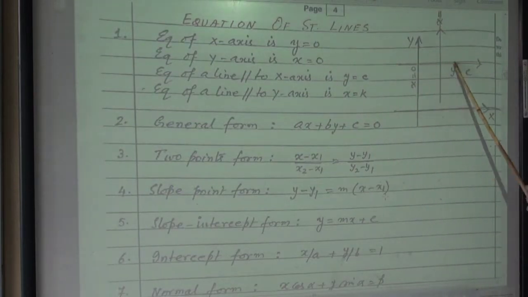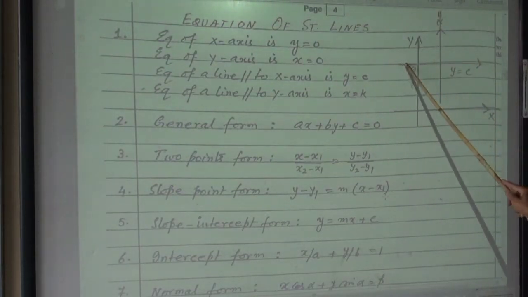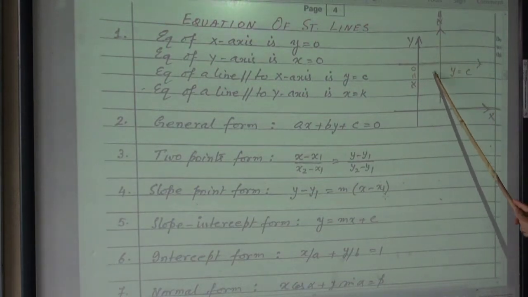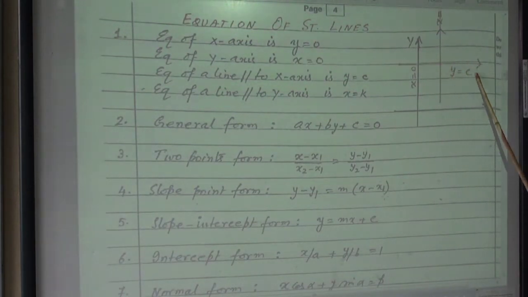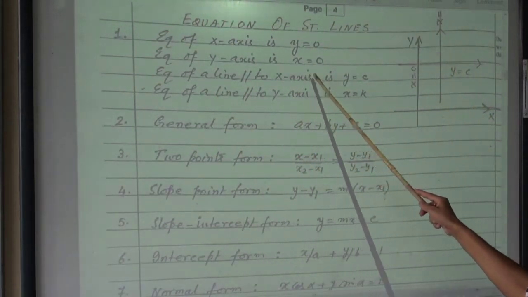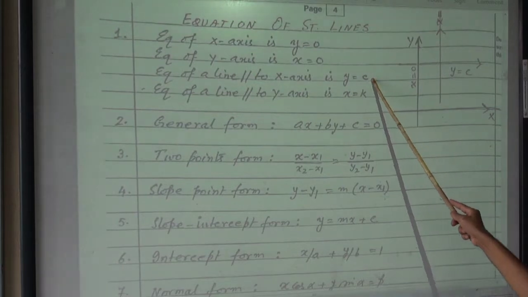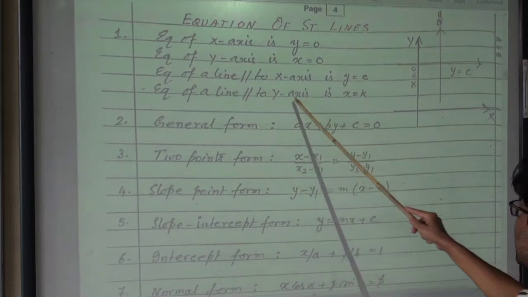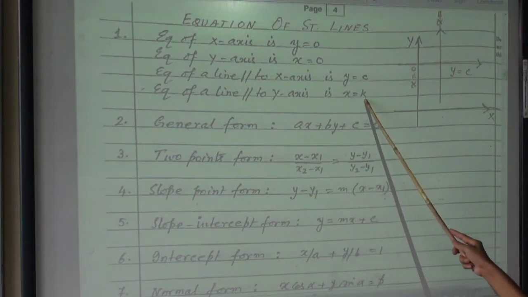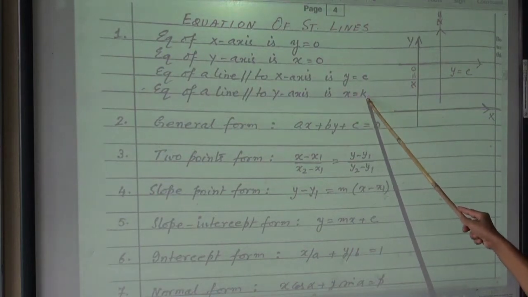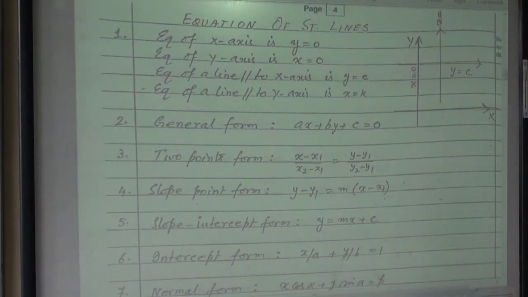If a line is parallel to the x-axis, and this length is c, so the y value is c, the equation of that line will be y is equal to c. So the equation of any line parallel to the x-axis is of the form y is equal to c. And the equation of any line parallel to the y-axis will be of the form x equal to k or x equal to c. X equal to constant or y is equal to constant, like y is equal to 5, x equal to 3, those types of equations will be parallel to the x-axis or y-axis.